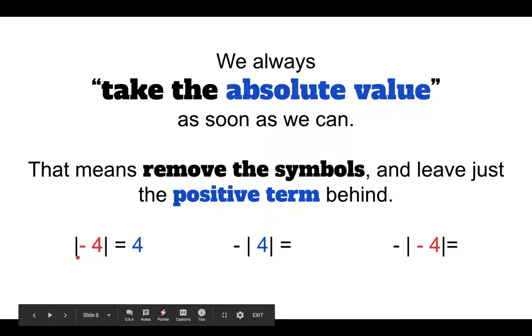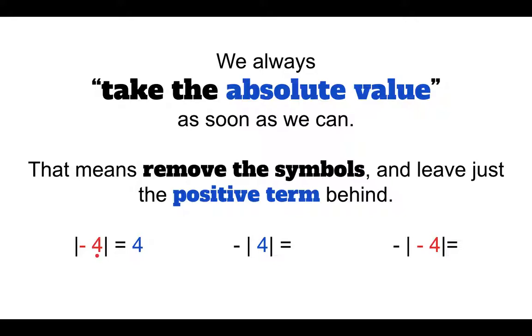So here I have the absolute value of negative 4. So I'm going to remove the symbols and leave the positive term behind. So the absolute value of negative 4 is positive 4 because absolute value is always positive. Here we're taking an absolute value of positive 4, but we have this negative sign outside. So we're going to remove the symbols, change whatever's inside to a positive, but we have to bring this negative with us. So the opposite of the absolute value of 4 is negative 4.